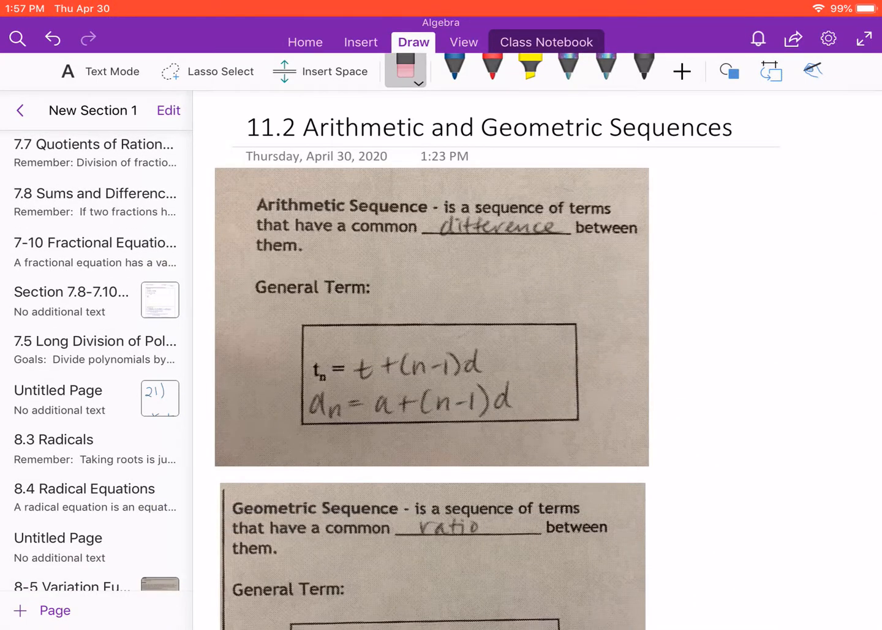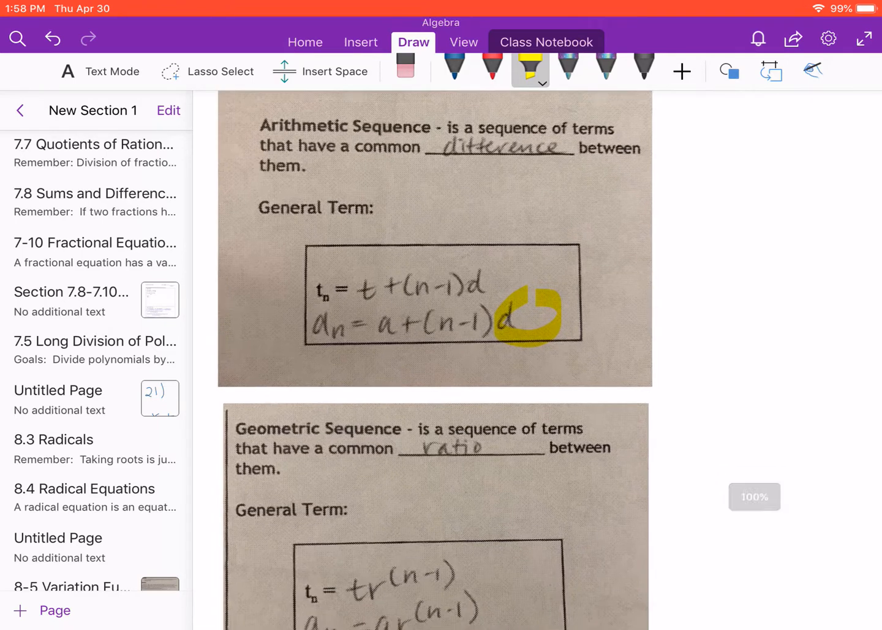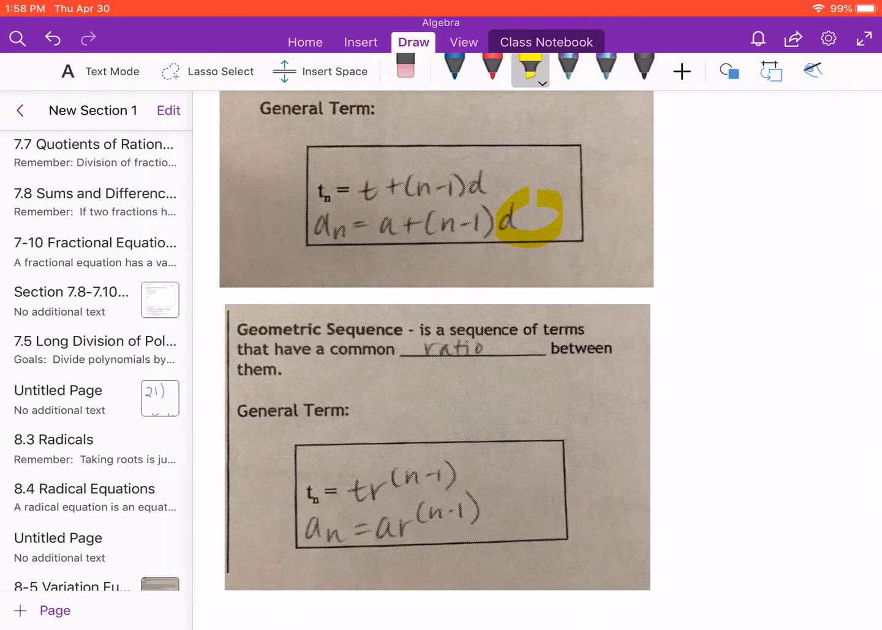In this video, we're going to be starting section 11.2, Arithmetic and Geometric Sequences. So we're looking at number patterns again, and this time we're going to be looking at arithmetic, which is a sequence of terms that have a common difference. So one term equals a constant added to the preceding term, and that D is going to be referred to as our common difference. In geometric sequences, one term equals a constant multiplied by the preceding term, so we call this a common ratio.